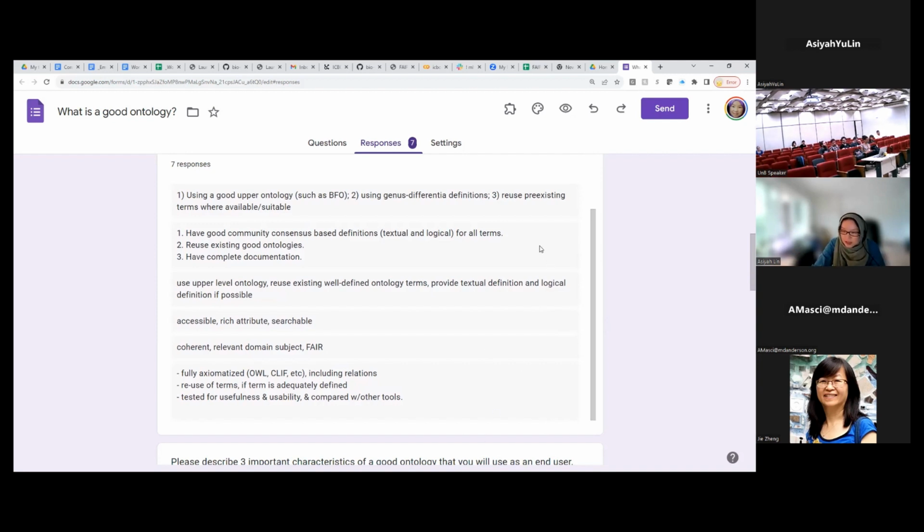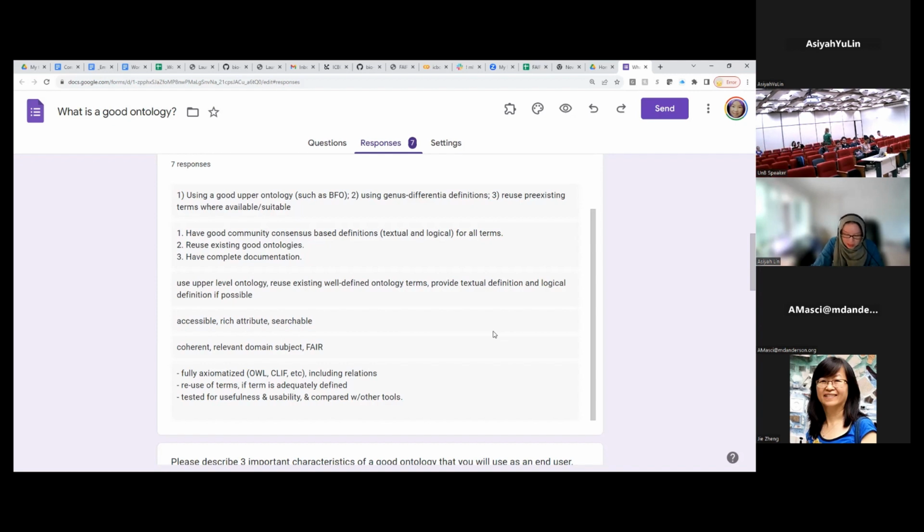Yes. So there's a lot of emphasis on definitions, textual and logical. And the axioms are needed, and there are some mentions of reusing other well-defined ontologies, using upper level ontology, and testing usability, usefulness, and comparing with other tools.